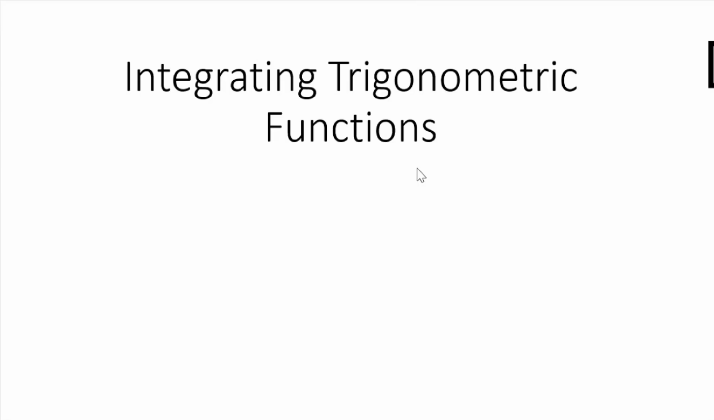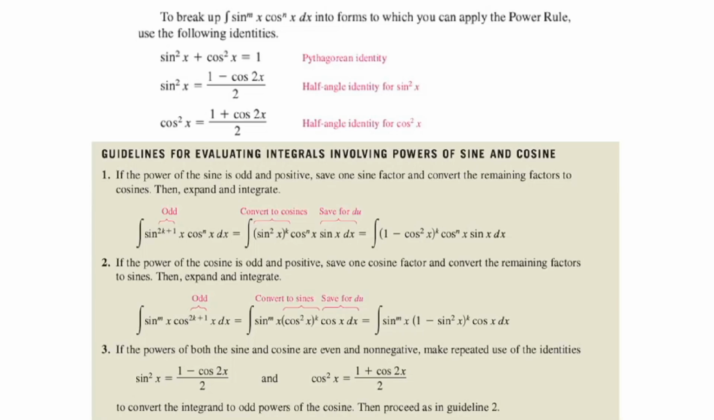Today, we are going to discuss integrating trigonometric functions. So to start with, I'd just like to show the next slide, which is the guidelines for evaluating integrals involving powers of sine and cosine. So we have number one, if the power of the sine is odd and positive, then save one sine factor and convert the remaining factors to cosines.